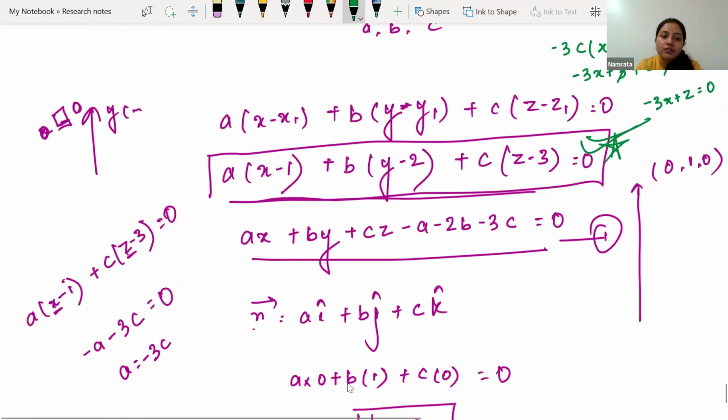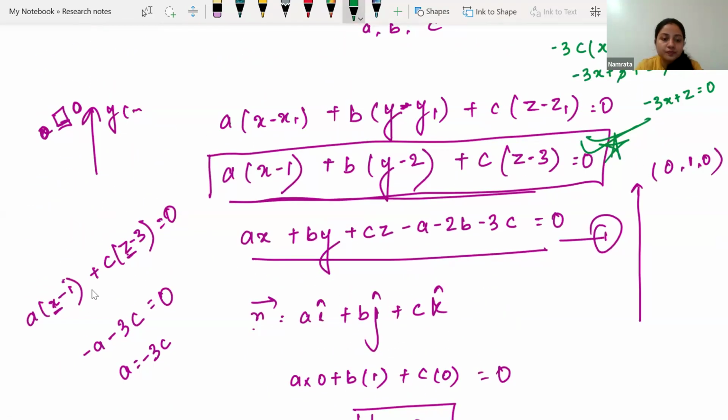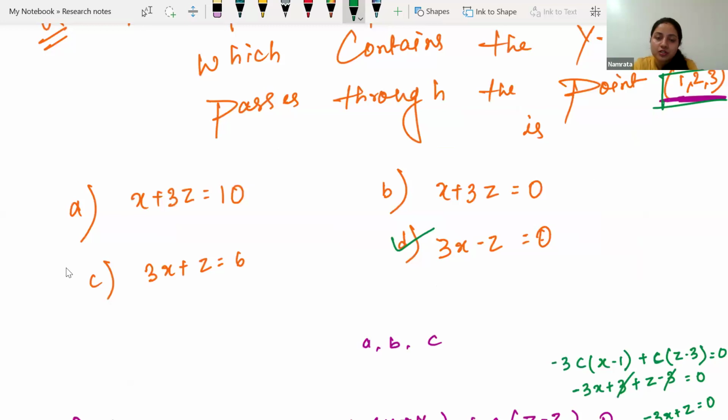So in our equation where we got b as 0, here we are substituting x as 0, z as 0, and we are getting one relation between a and c. Now again we substitute the relation in our equation of the plane, and we get the equation of the plane as one of the options. Is it clear to everyone?